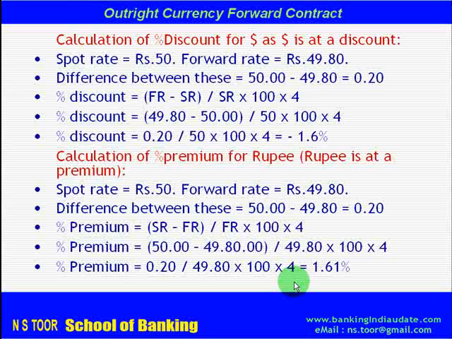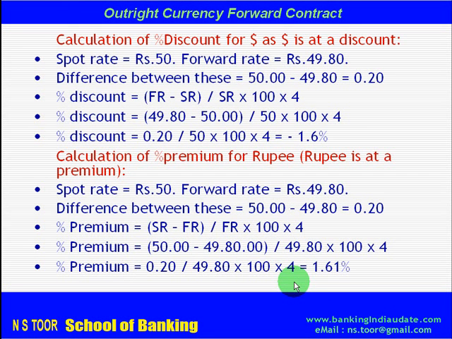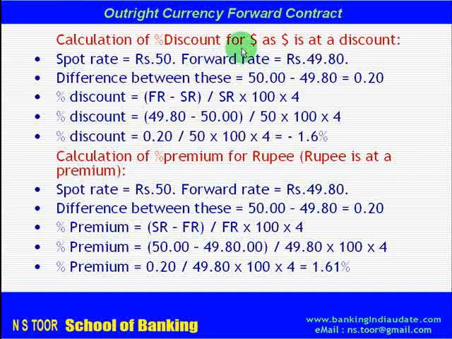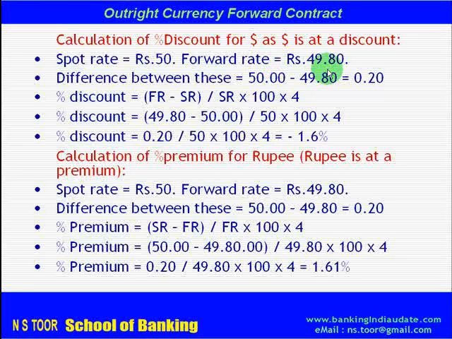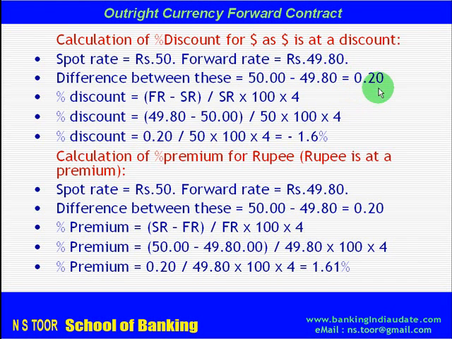Now let us calculate the discount or premium in this transaction. First we shall calculate the discount. The US dollar in this transaction is at a discount. The spot rate is 50 rupees. The forward rate is 49.80. The difference between these two is 20 paisa.